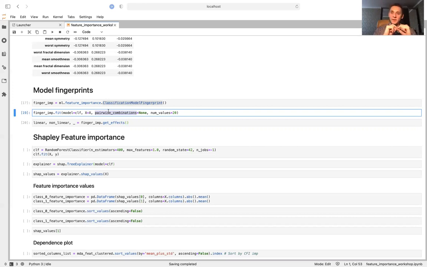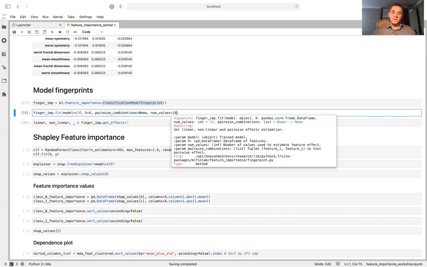So that's why in MLFinLab, you need to specify what kind of combinations you would like to test for pairwise effect. So here, we don't want to test any pairwise combinations, but still the user can specify his own combinations. And the final one is number of values. So let's take a look at the function documentation. So here I have model, I have X, I have number of values, and pairwise combinations. Pairwise combination is a list of tuples such as feature I, feature J to test the pairwise effect.